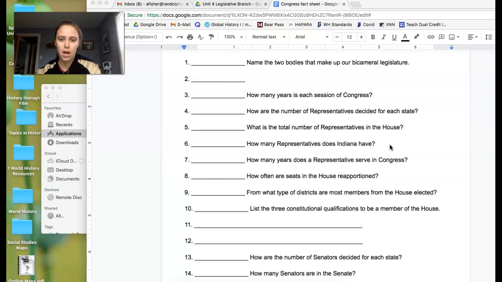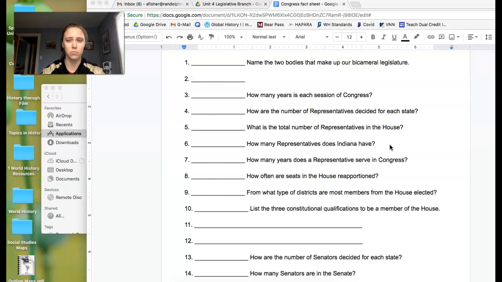Question 7. How many years does a representative serve in Congress? Only 2. So they are re-elected every 2 years, or not re-elected, every 2 years. So they're on every election, both midterm and others.